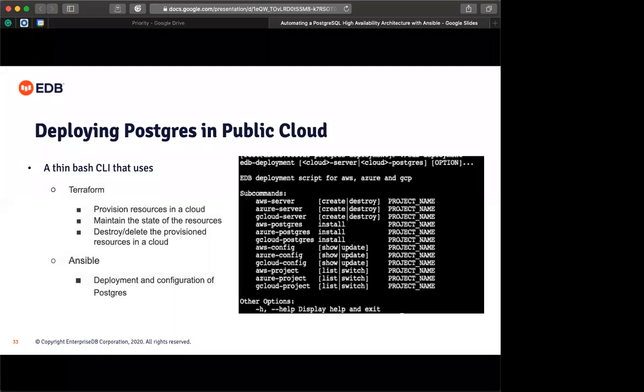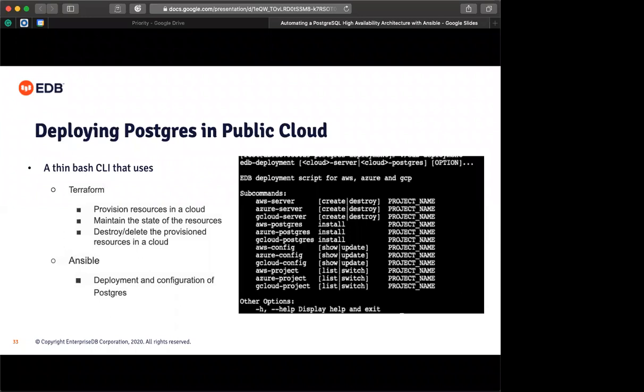This Postgres deployment tool uses two different deployment tools called Terraform and Ansible. Terraform we use for creating the resources in a specific cloud. Let's suppose we want to create one highly available cluster in the AWS cloud. Terraform will be able to create those resources, and Ansible will be able to deploy the core architecture of Postgres on those machines or resources created by Terraform.